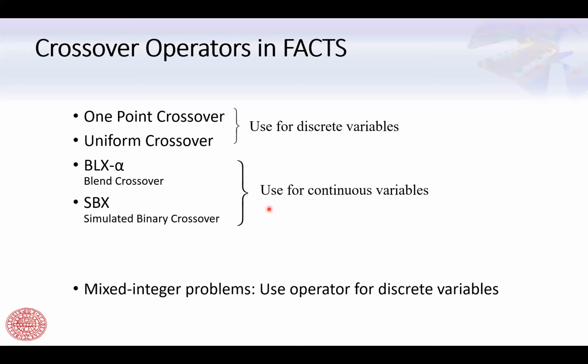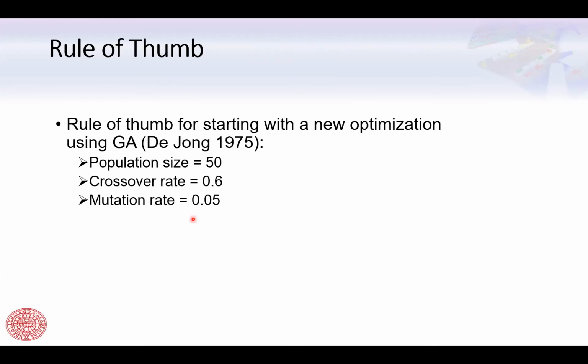But if you have a problem that is continuous in nature, then you have the blend crossover and an even more advanced form called the simulated binary crossover by Professor Deb. These are the options you can find in FACTS or other software. How do they work? Before we look at them, we can also check the probability weights.